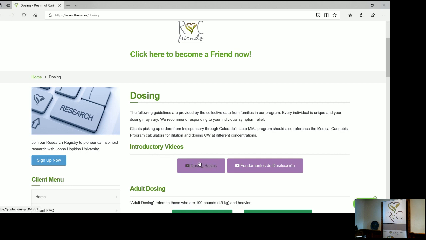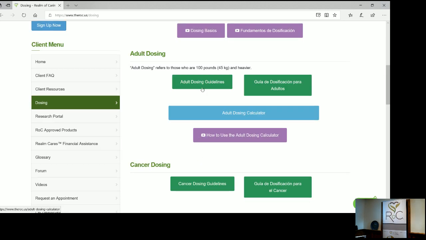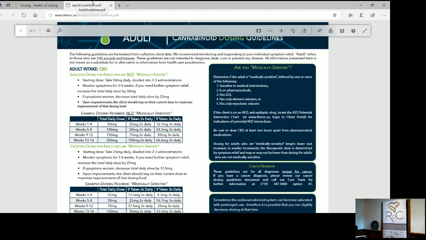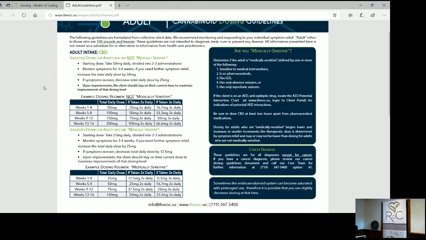First, let's just go over adult dosing real quick. We do have adult dosing guidelines. We have medically sensitive and non-medically sensitive dosing. A medically sensitive person would be someone that has a medical condition, is using pharmaceuticals, maybe has different seizure types, or maybe is just sensitive to interventions in general. They would be considered a medically sensitive adult. Anyone that's over 100 pounds, whether or not they're 18 or over, is considered an adult.